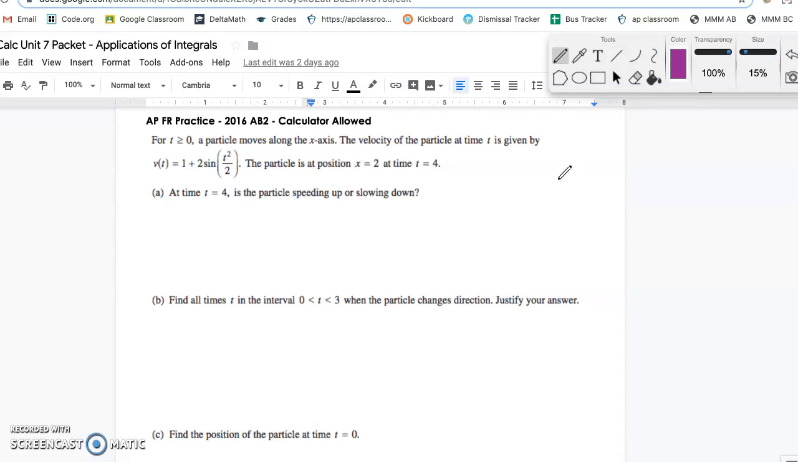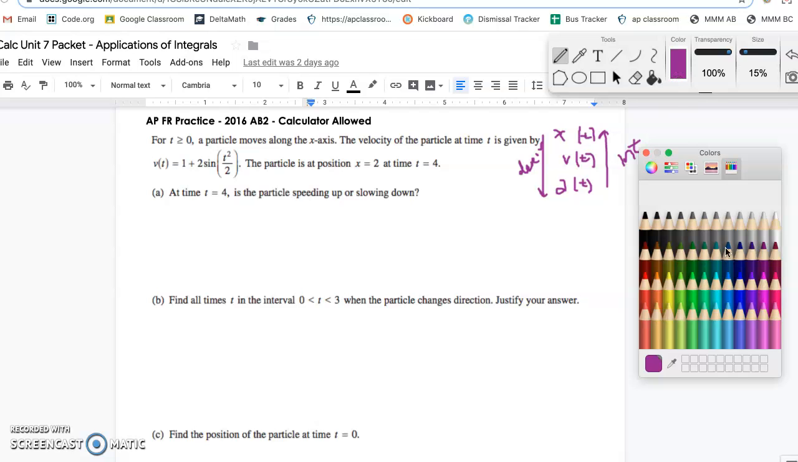So again, first thing I'm going to do is make my little chart off to the side. So I know v of t here, position, so it always goes position, velocity, acceleration. So x of t, v of t, and a of t. This direction is going to be derivative, and this direction is going to be antiderivative, so integral.